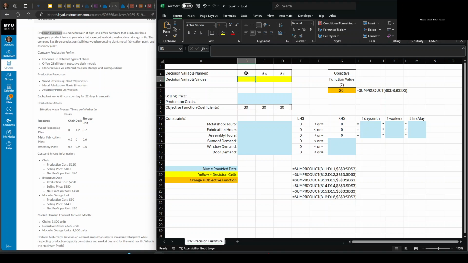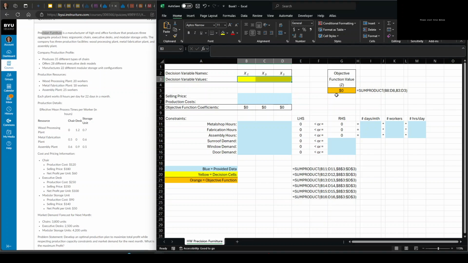What we have is three different products, and the question is, how many products should we produce? How many chairs should we produce? How many desks should we produce? How many storage units should we produce in the aggregate, each one of those, right? As product categories: total number of chairs, total number of desks, total number of storage units. That is the question.